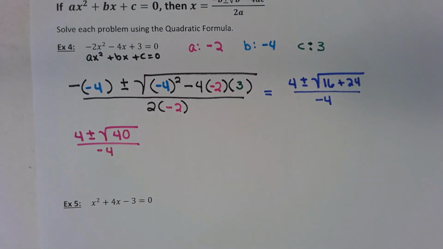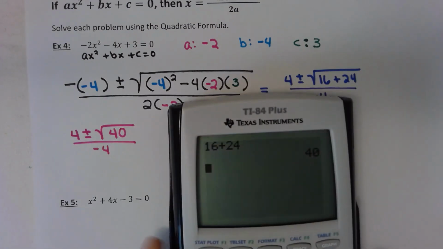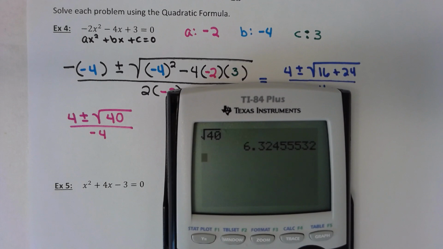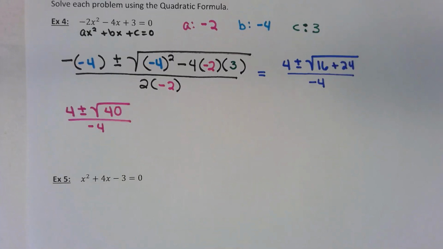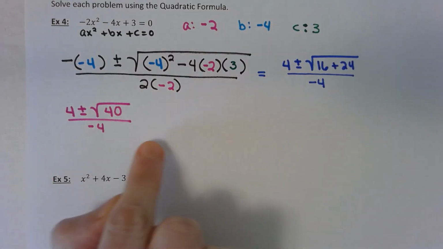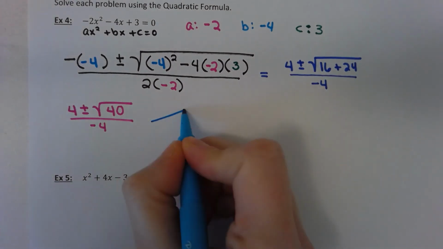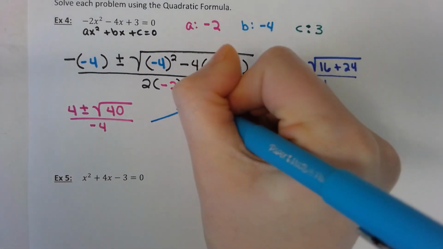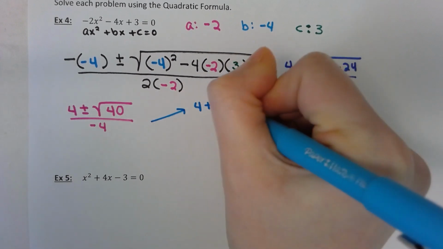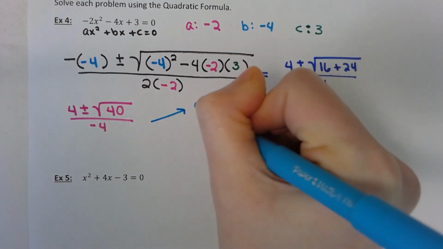Okay, now here's what's different about the assignment today. When you try to take the square root of 40, you are going to get this. It is not a perfect square, but we are still going to have to find our answers. So instead of actually taking the square root and then breaking up our problem, we are going to go ahead and break up the problem right now. The first one would be 4 plus the square root of 40 divided by -4.